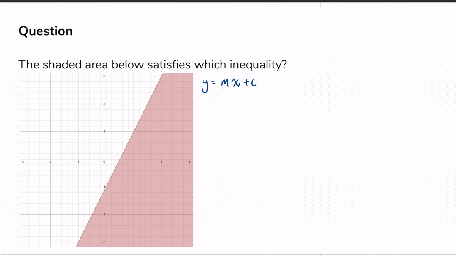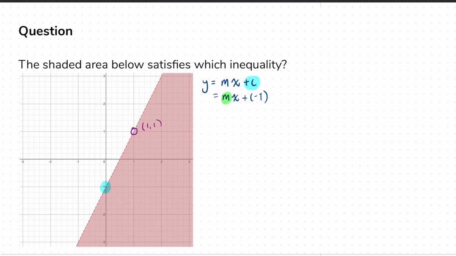To find this, I need to find c, which is my y-intercept, and we can see that there at -1. So y equals mx plus c, -1. Now the next thing I need is m, which stands for gradient, or rise over run. To find this, I need two clear points. Looking at my y-intercept, I've got a clear point at (0, -1), and then looking across, I can see another clear point here, and that's at (1, 1).